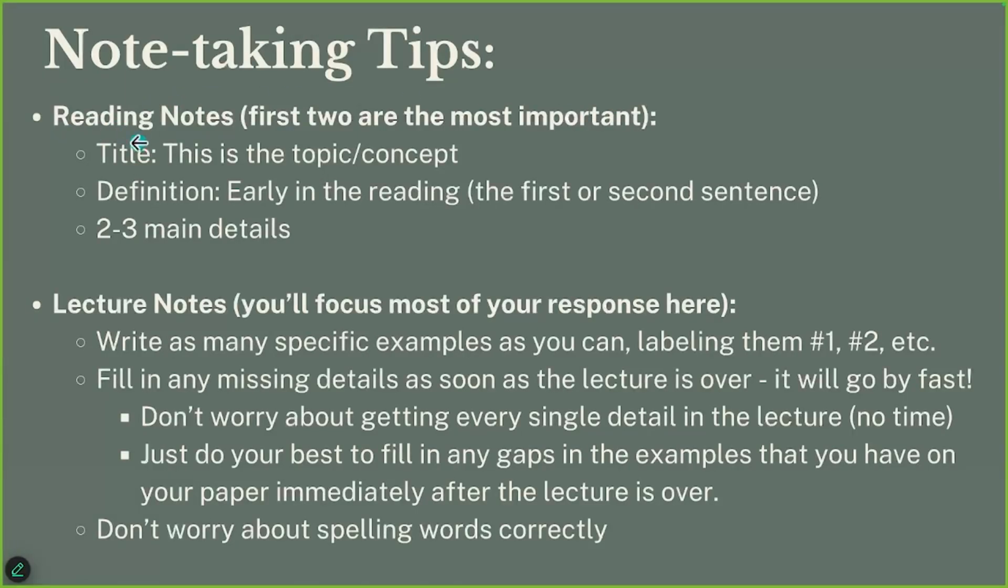From the reading, the title. You're going to see that at the very top, and that's going to give you the topic or concept, so you're going to write that down. And then the definition. Early in the reading, you'll get the definition of what that topic is. And then 2 to 3 main details. Write what you can, okay?